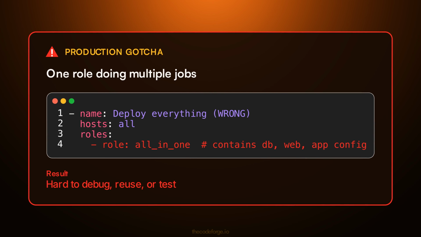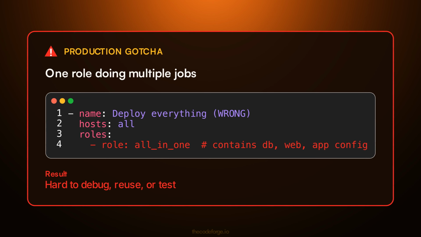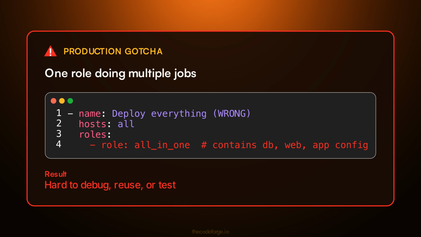Never stuff database config, web server config, and app deployment into a single role. If your role has more than one job, split it. A monolithic role is just a playbook with extra steps and a nightmare to debug.